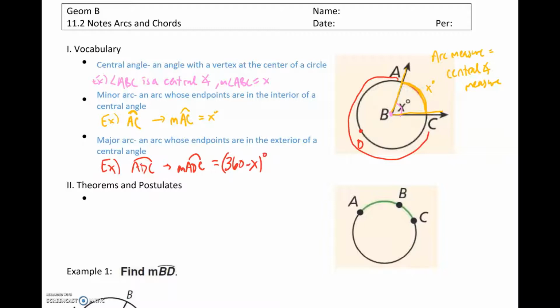And it really doesn't matter how many arcs you break up a circle into, they always will add up to 360 because a circle is always going to be a full 360. So that's just some vocabulary about arcs and their corresponding angles. So now we can talk about some relationships.